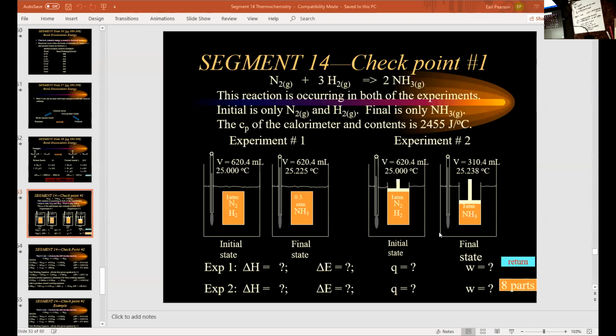Did the system push the atmosphere back, or did the atmosphere push in on the system? When I went from this to this, you see the atmosphere pushed in, didn't it? That did work on the system. What's the sign of something going in? Positive. So we should get a positive sign, and that's what we got. We got plus 32 joules, and that is consistent with the picture we see up here.